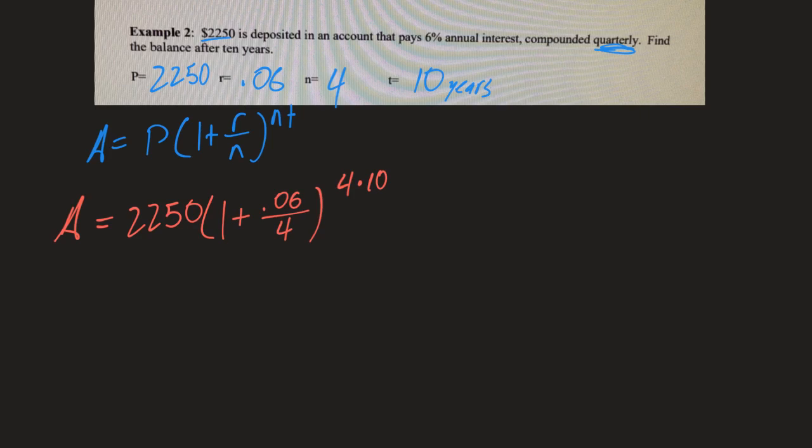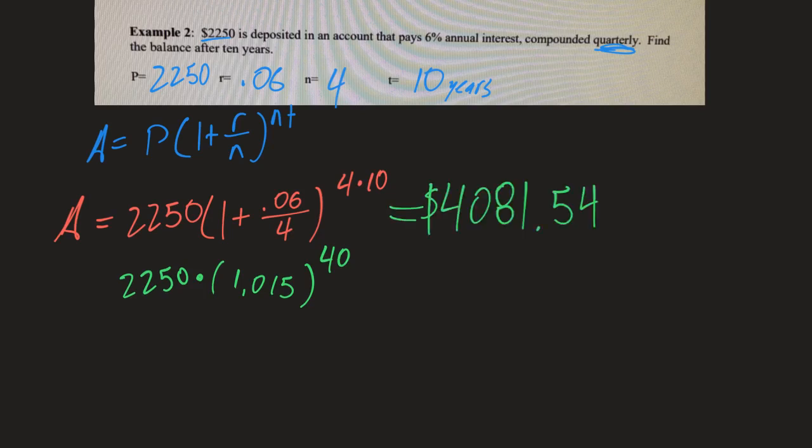So go ahead and type this in your calculator or whatever you're using to compute. If you had to use something that wasn't a really fancy calculator, you could do 2250 times this parentheses, you should get 1.015 to the 40 power. So you could calculate out the exponent first and then multiply by 2250 after that. But if your calculator is at least a little bit reasonable, or if you're using one of these online ones, you should be able to get the answer without even taking that step. Your final answer should be $4,081.54. So that 2250 grew into over $4,000.